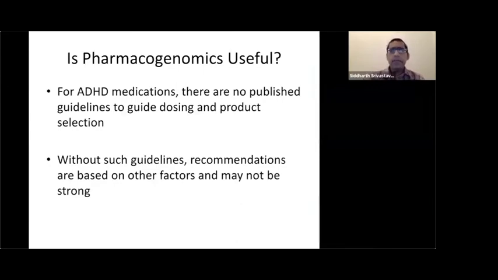A common question that comes up in HIVEP2 disorder is whether you can do pharmacogenomics testing to see if your child will respond to a certain class of medications. Unfortunately, for ADHD medications, there are no published guidelines to guide dosing and product selection. So without such guidelines, recommendations with this testing are based on other factors such as response to prior medications, and these recommendations may not be strong recommendations.